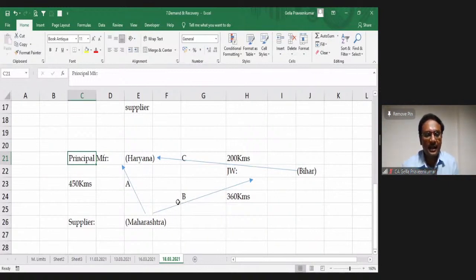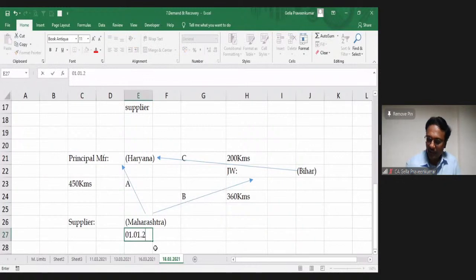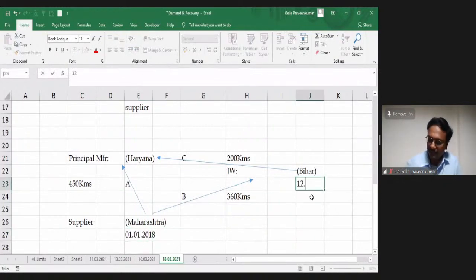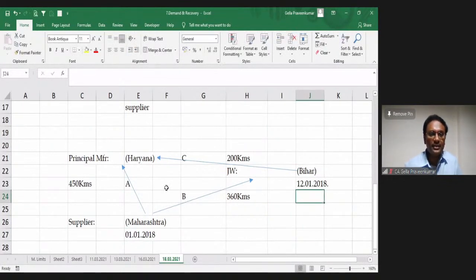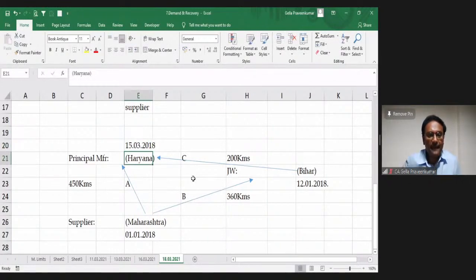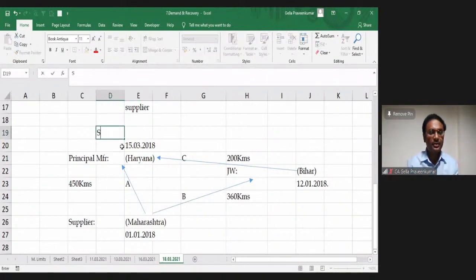Now, say Maharashtra, this supplier raised invoice on 1st January 2018. It reached Bihar on 12th January 2018. After the job work, it reached Haryana on, say, 15th March 2018. Now, when this is a business model, my section 19 comes into rescue.